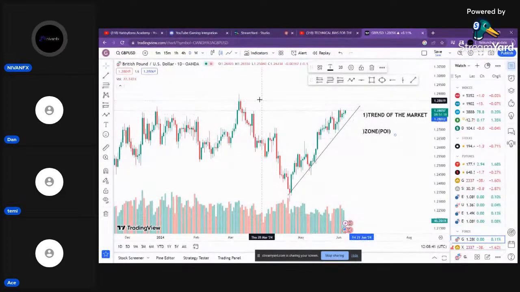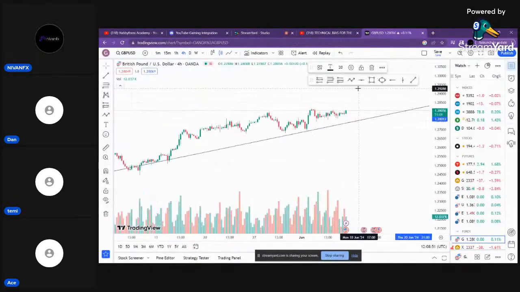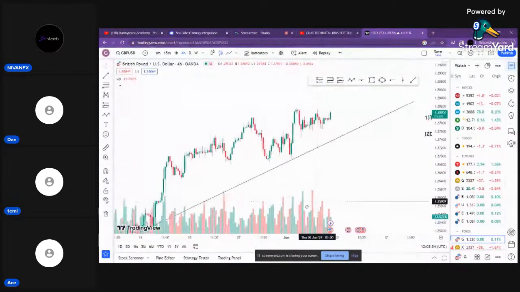Now, we don't want to be taking our point of interest from the daily time frame. So we'll move over to a lower time frame, lower than the daily. Let's move over to the 4 hour, looking for a point of interest. You understand what I'm saying, right?